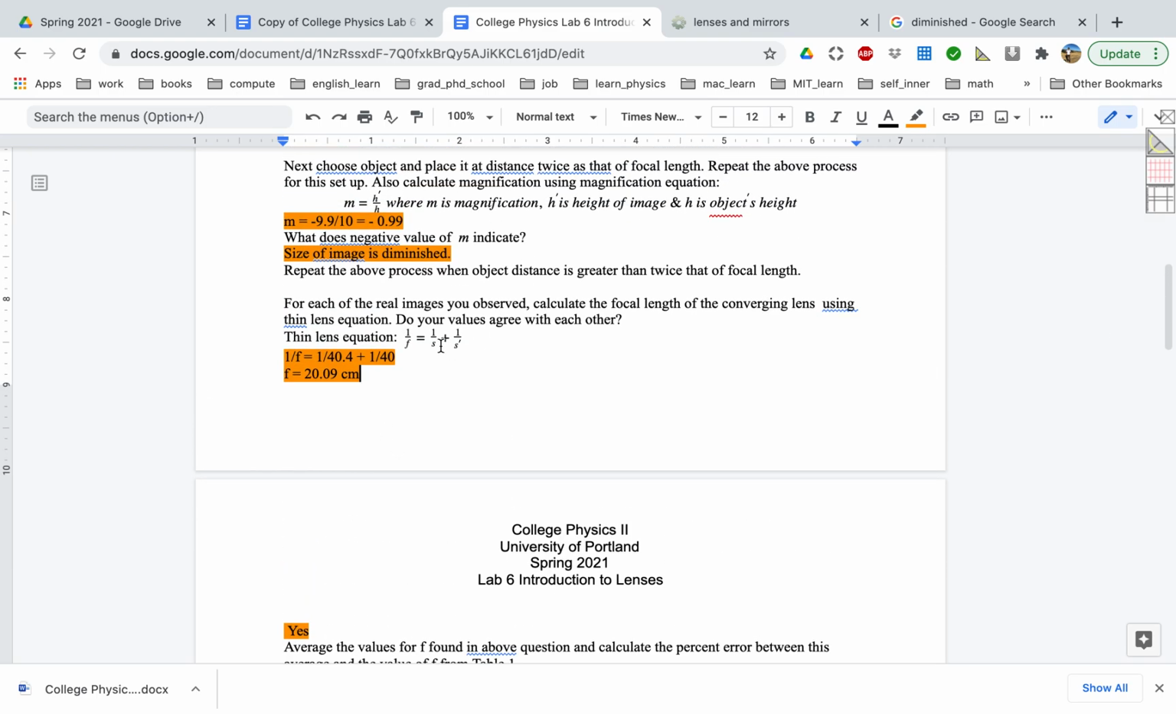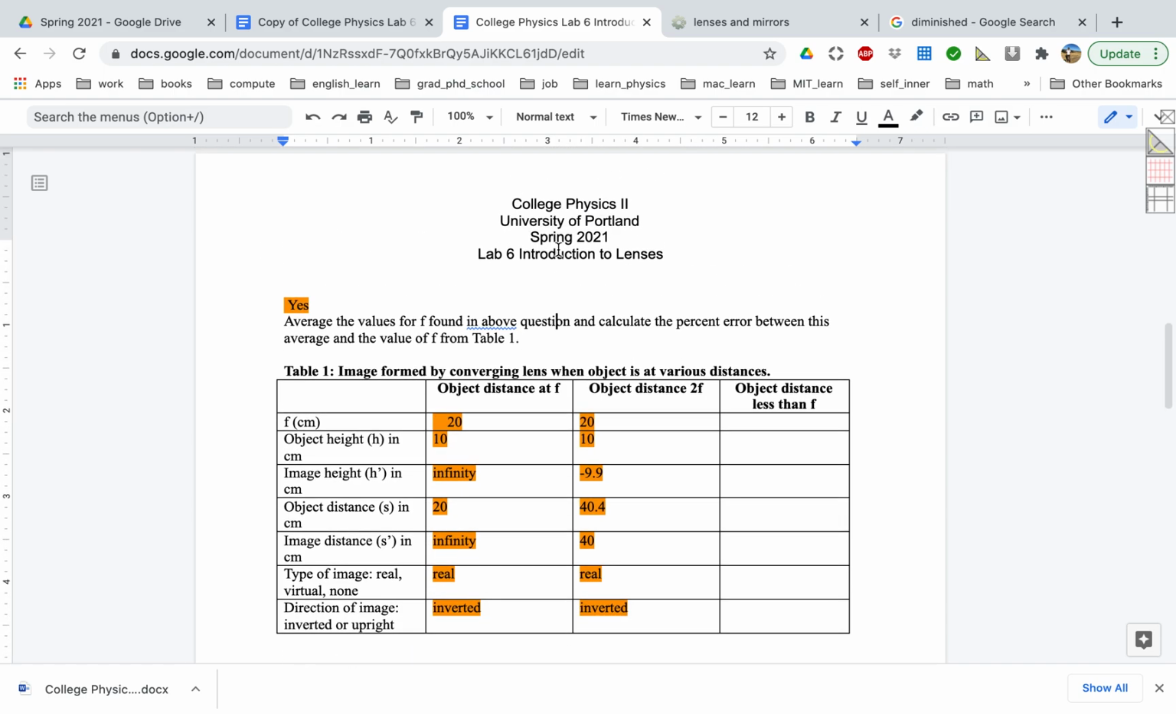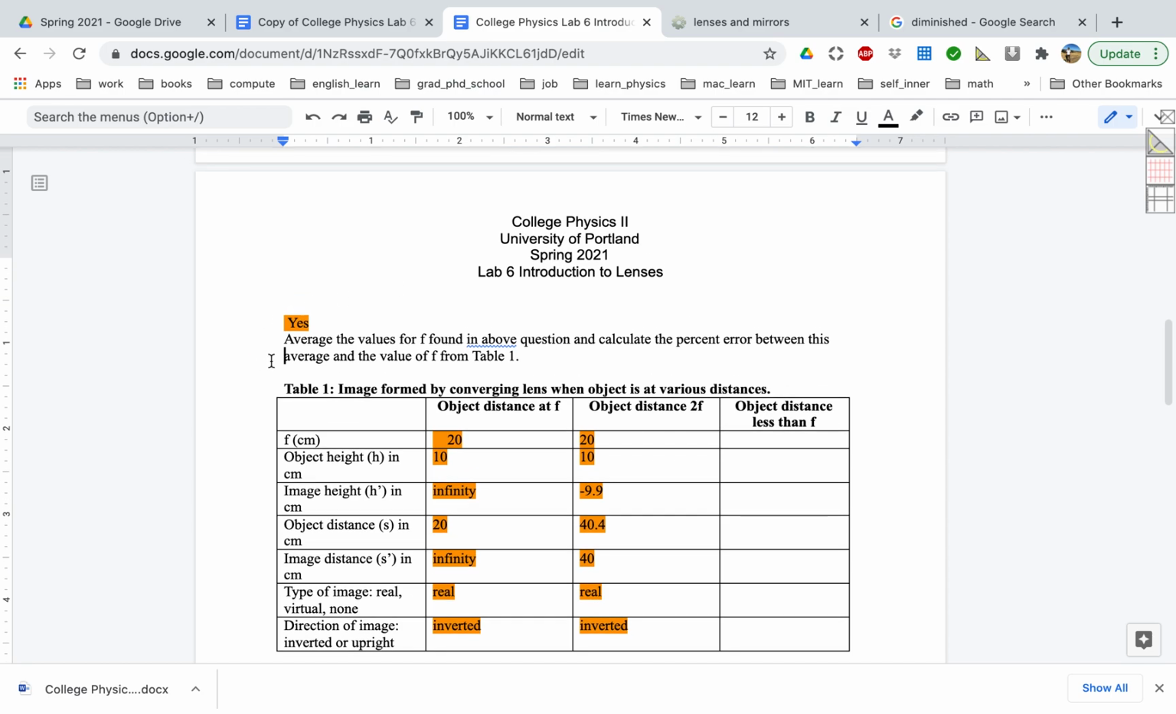So this is done here, and then they average the value of f found in the above question, and calculate the percentage error between the average value of f and the value of f from table 1. They are going to have 3 different steps there, so they should have 3 different values of f. Using that average value of f, they can find the percentage difference between the average value and the value of f from this table, which is 20 centimeters.